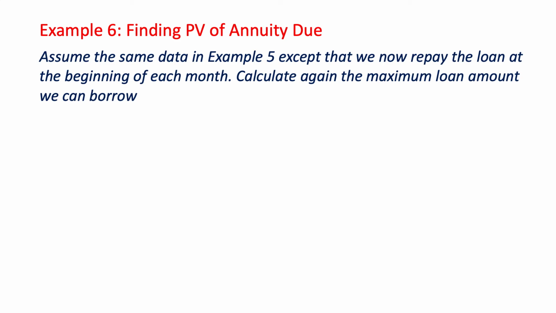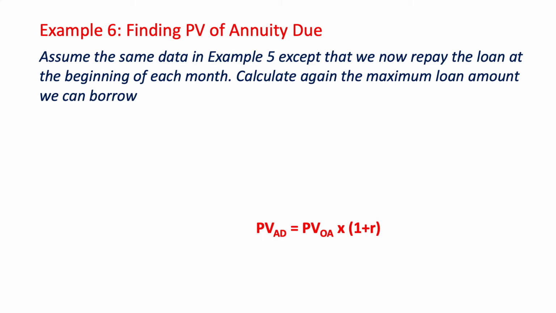Example 6 is basically the same as example 5, except that right now the loan payment is made at the beginning of every month. So the loan payments become an annuity due, and we are finding the PV of an annuity due in this question. To find this amount, we make use of this equation. The present value of an annuity due is equal to the present value of an ordinary annuity times 1 plus the period rate. In other words, to find the PV of an annuity due, we find the PV of an ordinary annuity first, and then multiply it by 1 plus period rate.